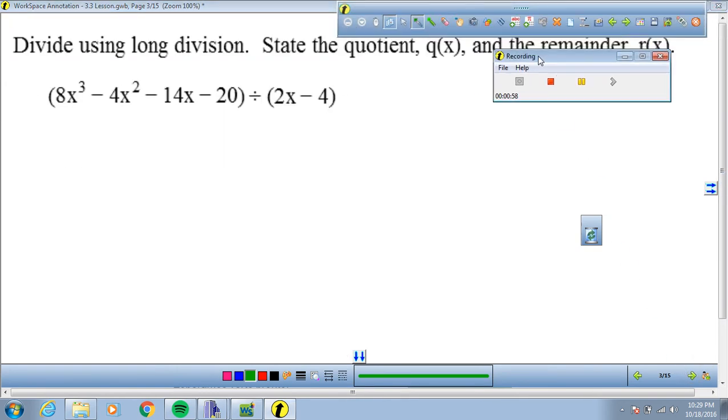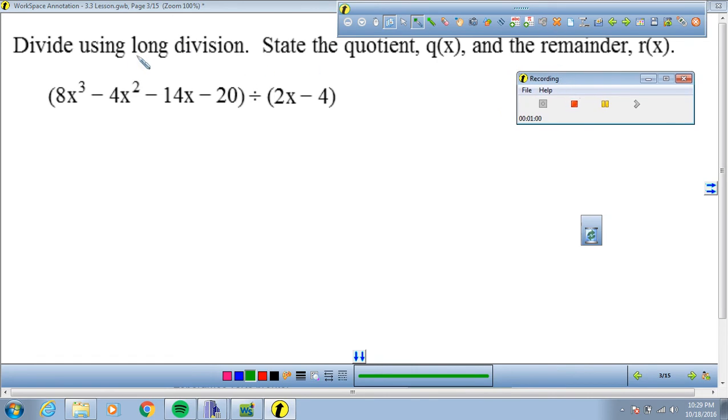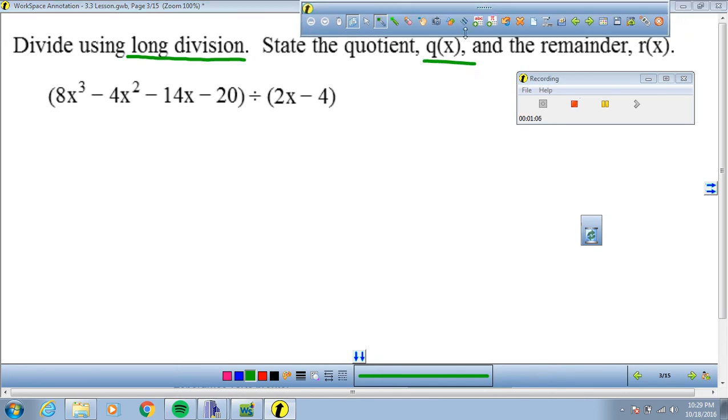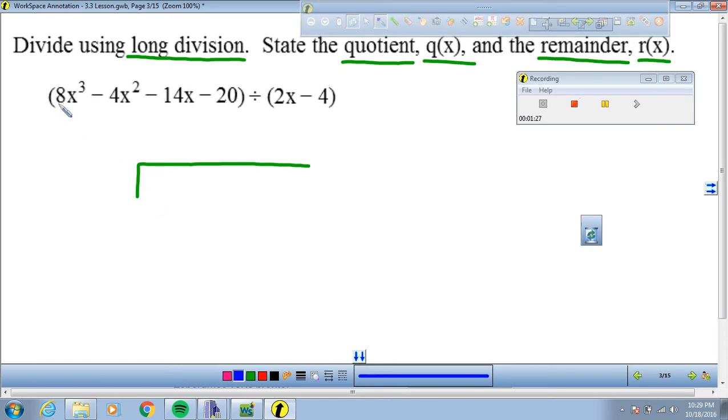So here we're going to divide using long division, state the quotient, which is referred to as Q of x, and the remainder, which is R of x. Long division is like setting up the little division house symbol, just like the ones we know from elementary school. We write down the first polynomial you're given, or usually the longest one, inside of the division house.